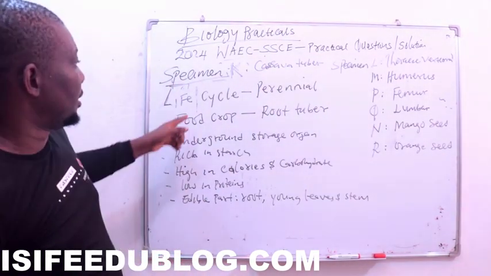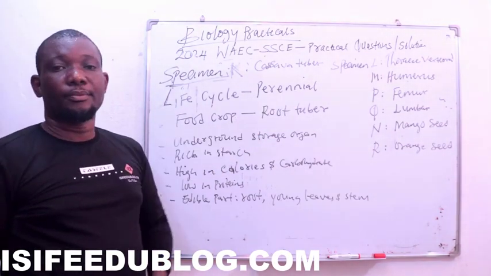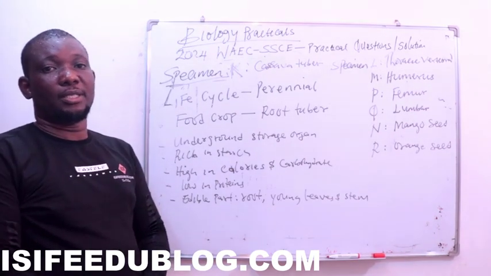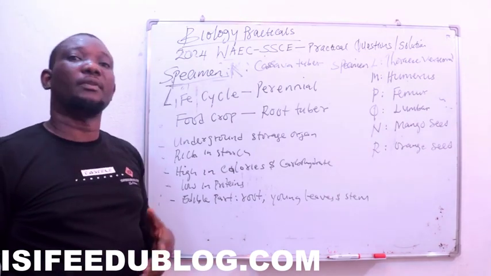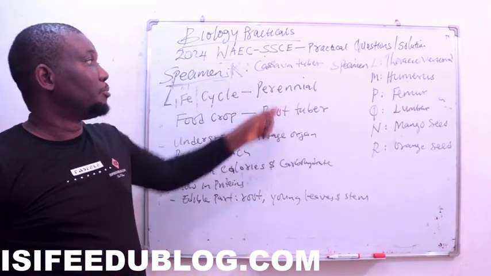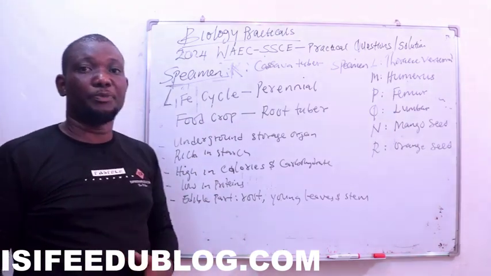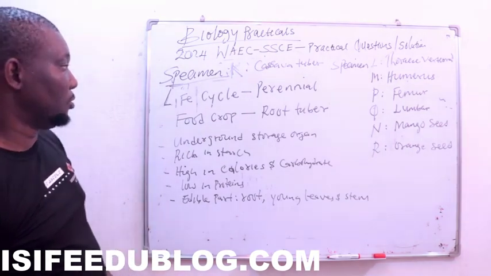You may see a question like the life cycle of Specimen K is perennial. Perennial means that it can be cultivated and complete its life cycle in more than two years. You have others like annual, biennial, perennial. So cassava is perennial in terms of life cycle classification. In terms of crop, as a food crop, it belongs to root tubers.